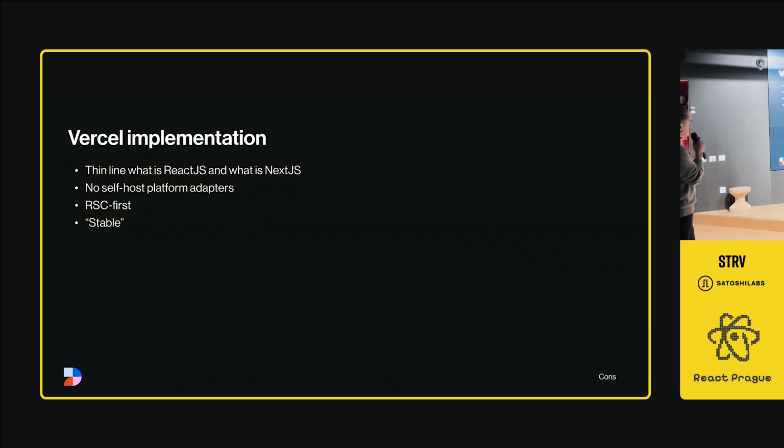And that kind of leads me to the Vercel part of my talk, that there is a thin line between React.js and Next.js, which is hard to measure, what is what. For example, they introduced a new directive, use cache, which is a feature on the Next.js side. But they have use server, use client, which are features on the React side. So it's super hard to know what is what.